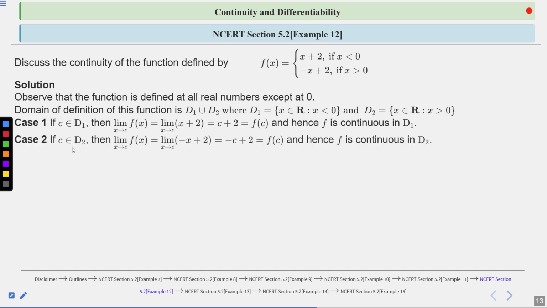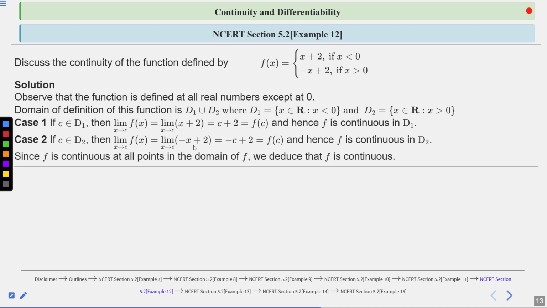If c belongs to D2, then limit as x tends to c of f(x) will be equal to limit as x tends to c of minus x plus 2, which is equal to minus c plus 2, and which is equal to f(c), and hence f is continuous in the domain D2 as well. Since f is continuous at all points in the domain of f, we deduce that the function f is continuous.